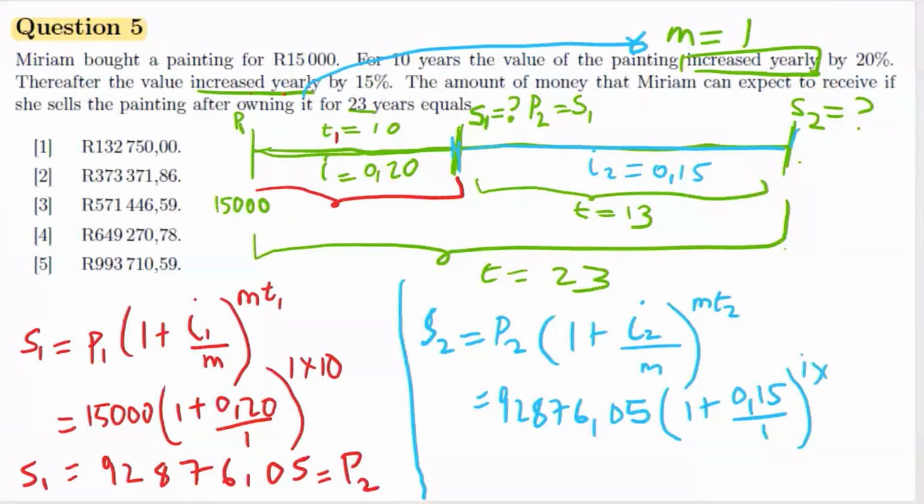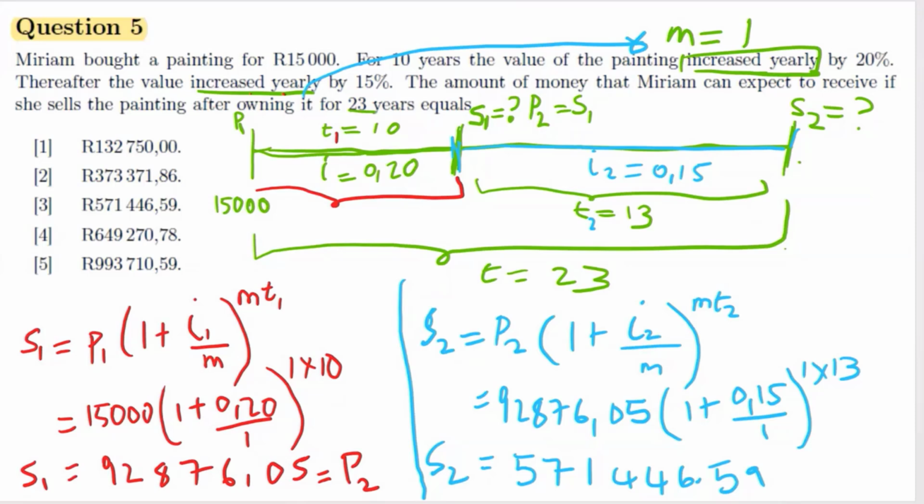So you plug in your calculator, and your answer is going to be equal to 571,446.59. This is your S2. Okay, so what is the question saying here?